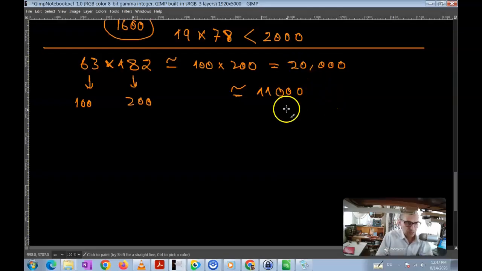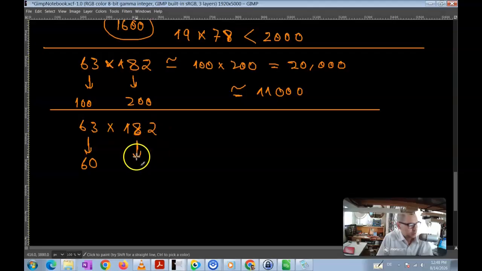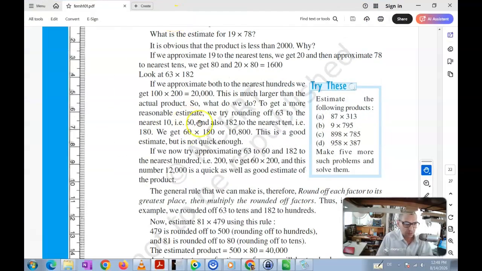So in order to make this a better approximation, I have 63 times 182. Instead of rounding to the hundreds place value, I'm going to round to the tens place value, which gives me 60, and 182 rounds to 180. Then 60 times 180 is 10,800. This is a good estimate, but not quick enough.